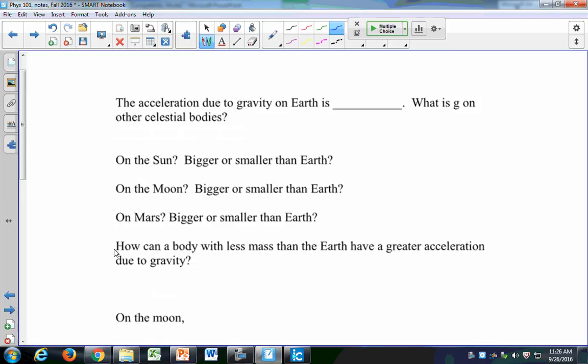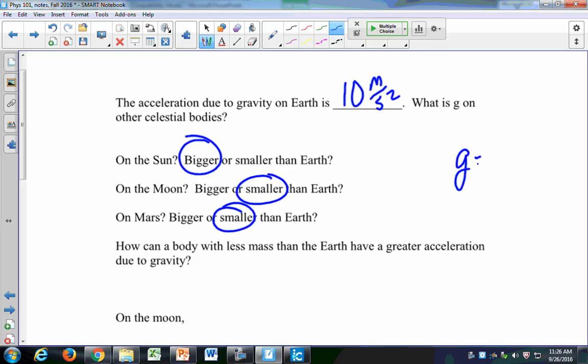Okay, so the acceleration due to gravity on Earth is 10 meters per second squared. We've already seen that. And on the sun, is it bigger or smaller? It's quite a bit bigger because the mass is bigger. On the moon, it's smaller. How about on Mars? Mars is a much smaller mass planet, so it's smaller. Remember, this acceleration due to gravity is GM over r squared.